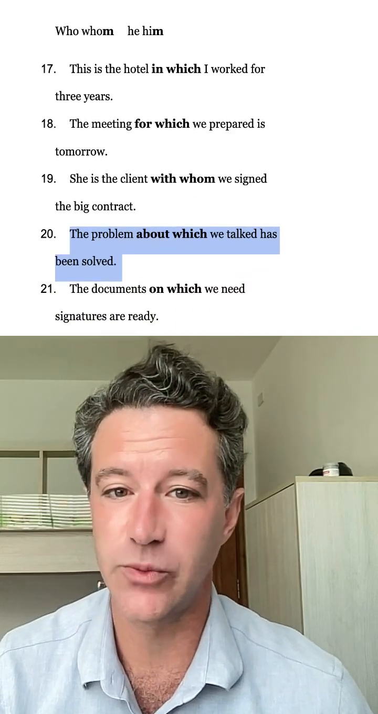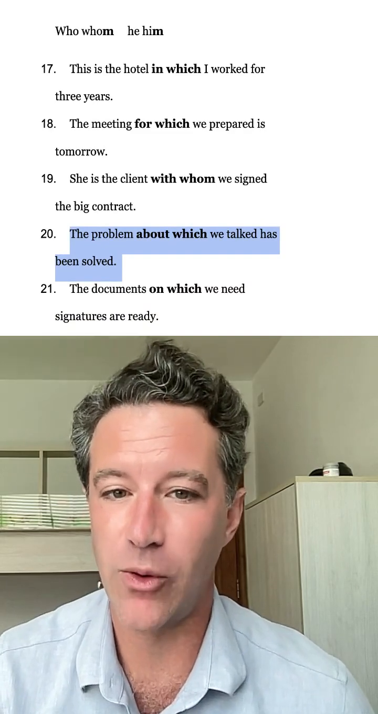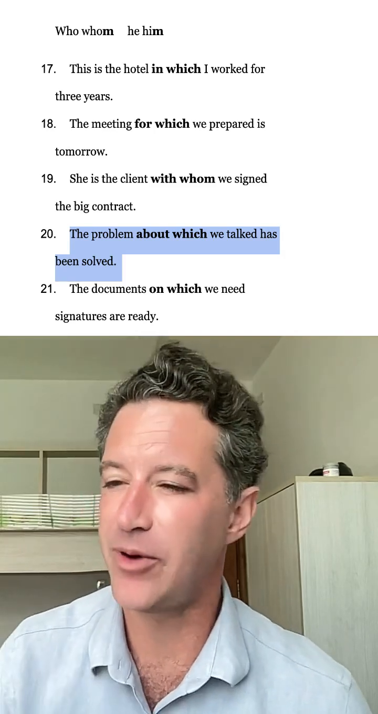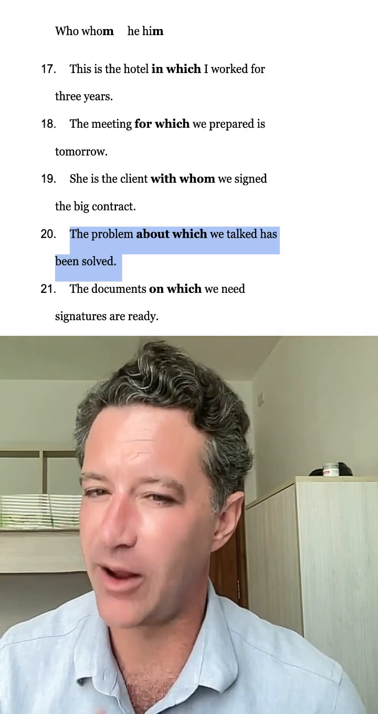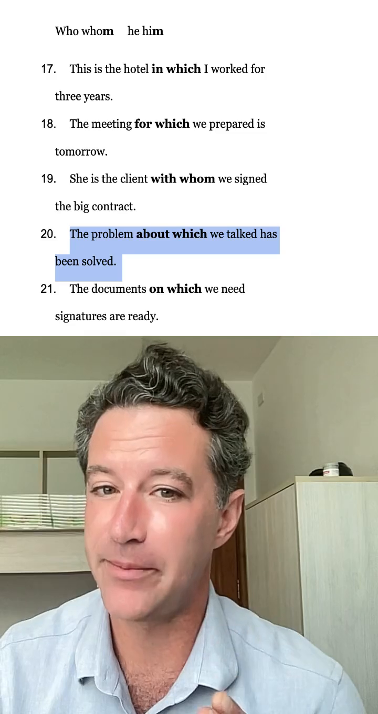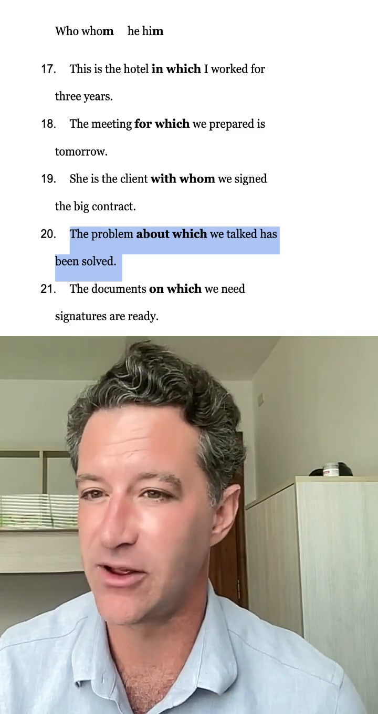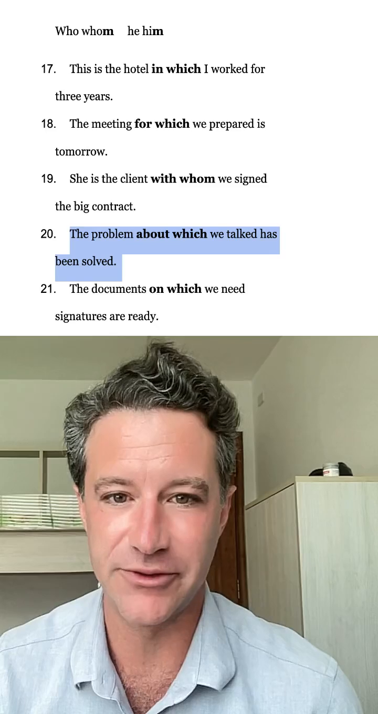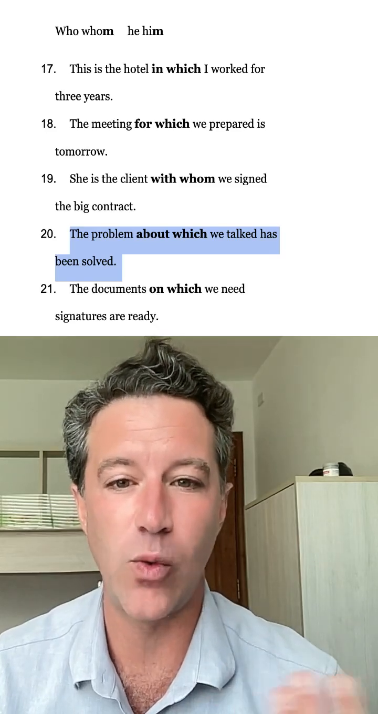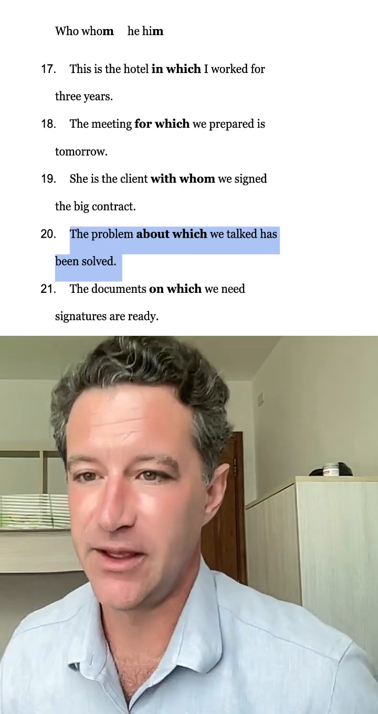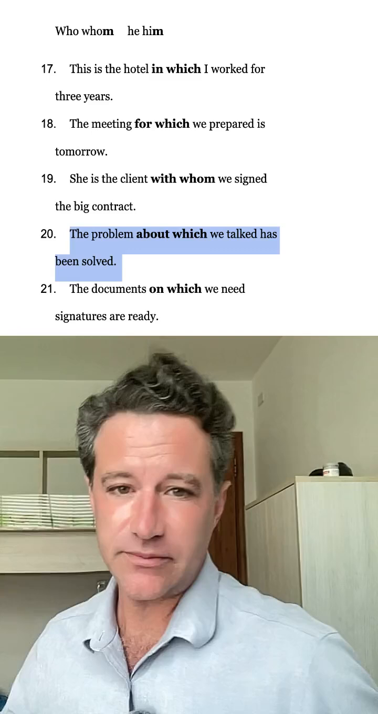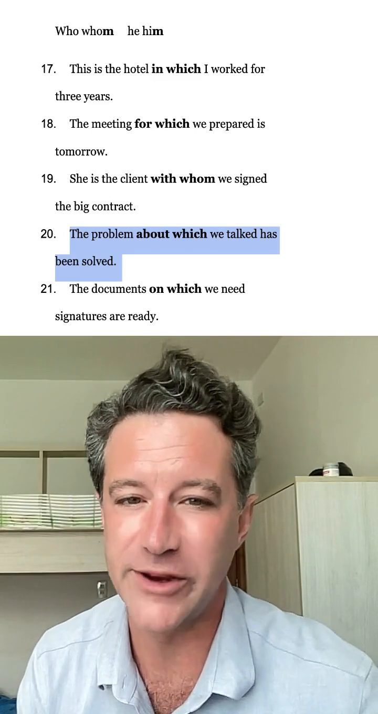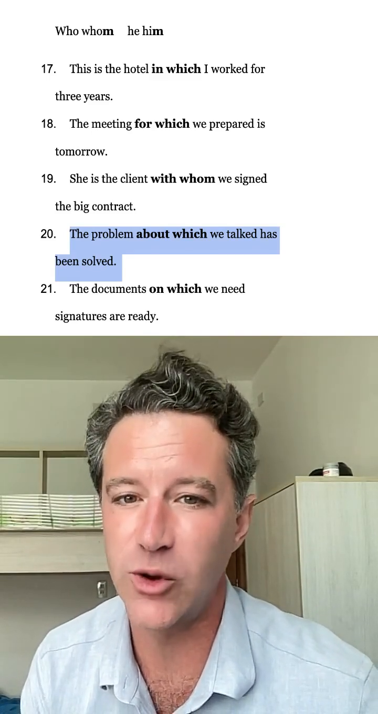So which problem did we talk about? The problem about which we talked has been solved, right? There are many problems, but we did not talk about all of them. We talked about a problem, and that problem is the one that has been solved. The other problems we did not talk about are not the ones that have been solved, right? The problem about which we talked has been solved. The one we talked about.